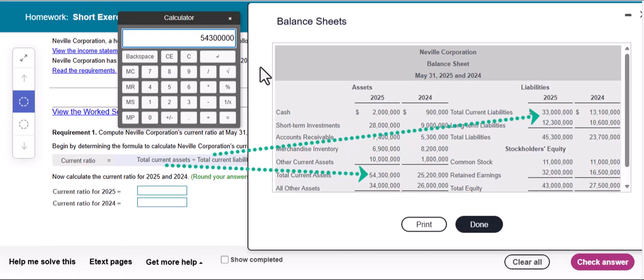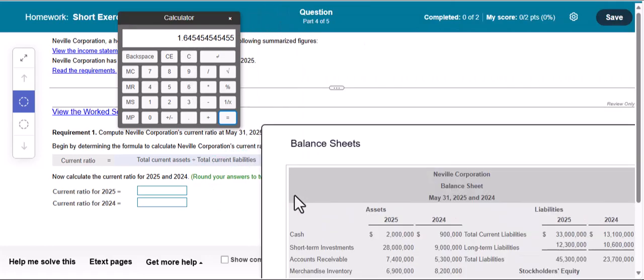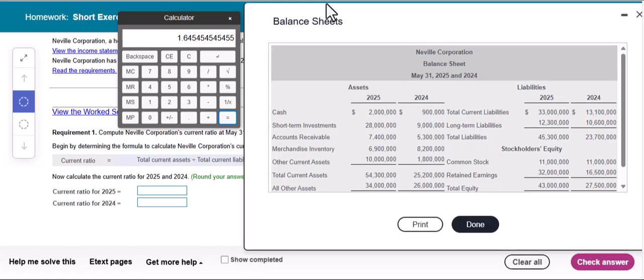So 54,300,000, and then we divide that by 33 million. So make sure we have enough zeros there. And that gives us a current ratio of 1.65 because we are rounding to 2 decimal places here. So we'll go ahead and put in 1.65 for the current ratio for 2025.